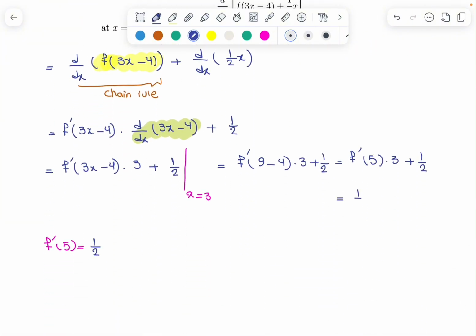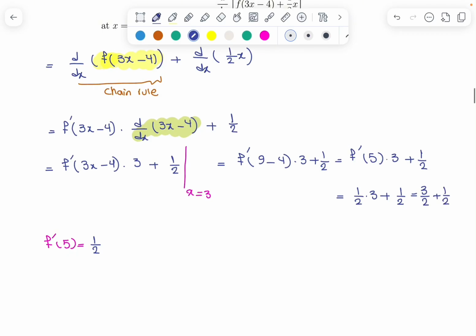So therefore, you have 1/2 times 3 plus 1/2. 3 divided by 2 plus 1/2 would be 4 divided by 2, which is 2.